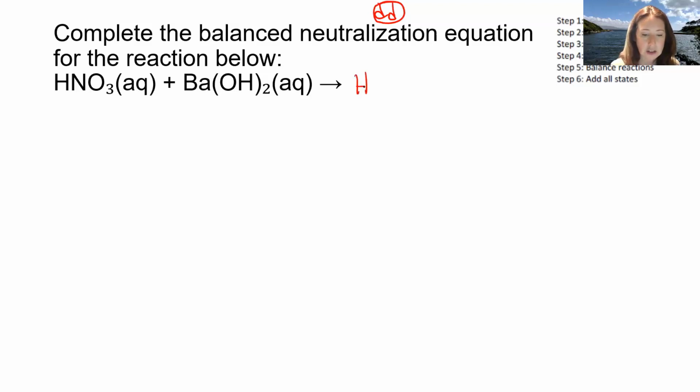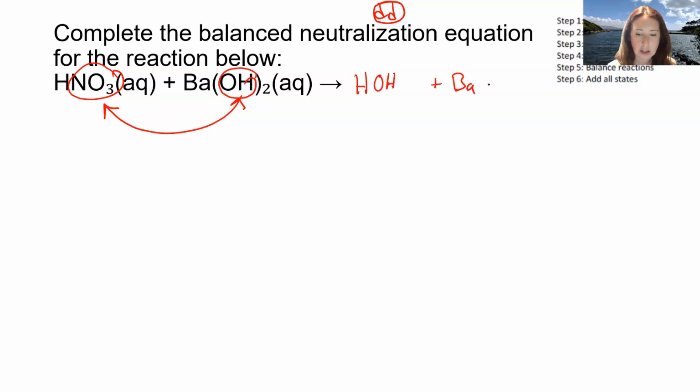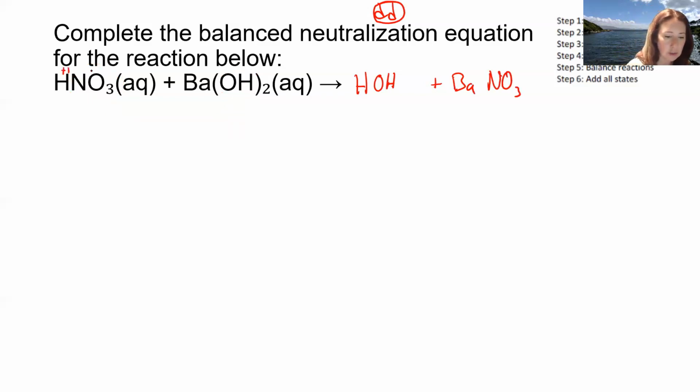So H stays first and Ba stays first, and our anions just switch places. So this one goes HOH, this goes Ba(NO3). Got to do our charges: +1, -1, +2, -1, +1, -1, +2, -1. So we need 2 of these.